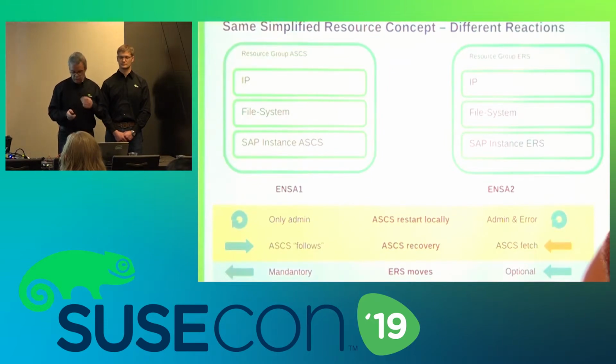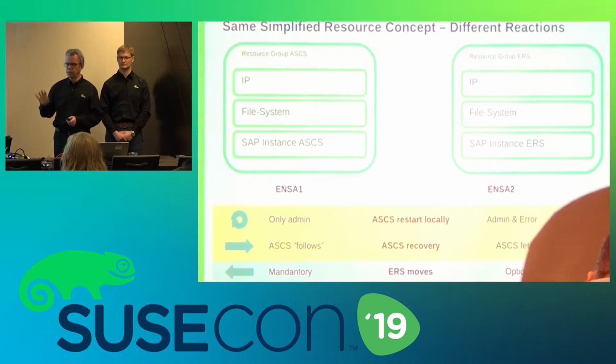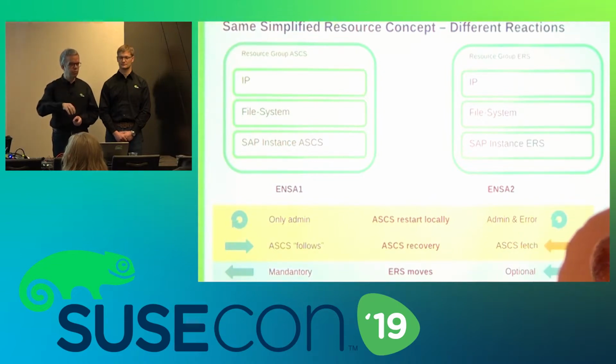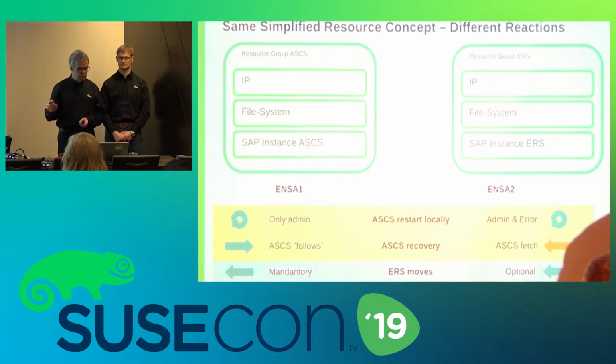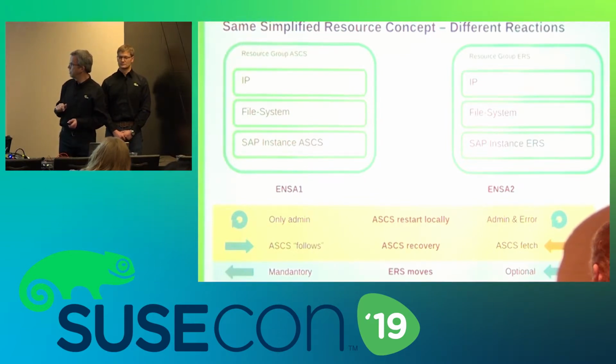For our cluster, I need a bit to speed up if I look at the timeline. We have the same resources for both concepts. It's really a very simple concept to set our cluster up. You cover the IP address, which is the access point for the clients. You have a file system which is needed for the work directories and so on. And you have, of course, the SAP instances for the ASCS and the ERS.